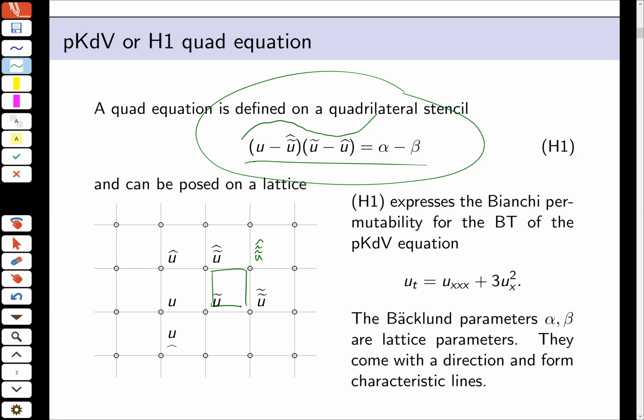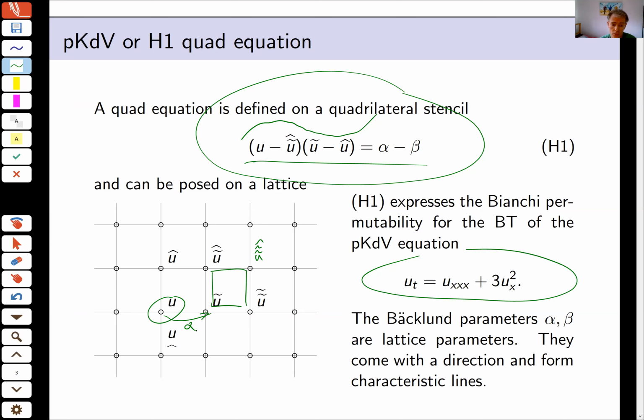So this equation, where does it come from? It is the Bianchi permutability for the Backlund transformation of a continuous equation. If you start with this equation, the famous Korteweg-de Vries equation, or the potential form of that, and you have a solution, you can put that solution here on your lattice. You can create a new solution by using a Backlund transformation, which is a system of ODEs, and it has a parameter. We're using alpha to create a new solution, and we can use the same Backlund transformation to create another solution if we use another parameter.